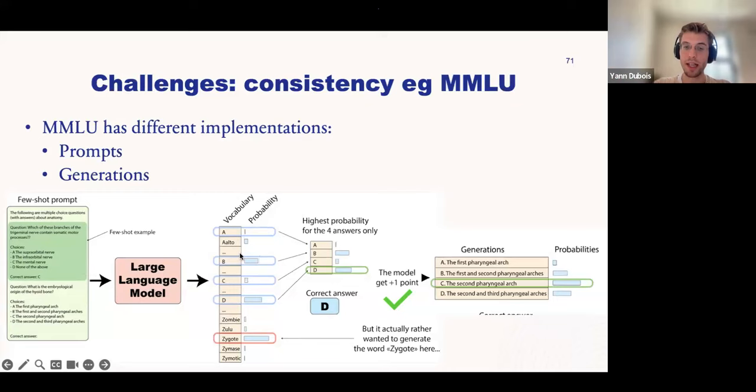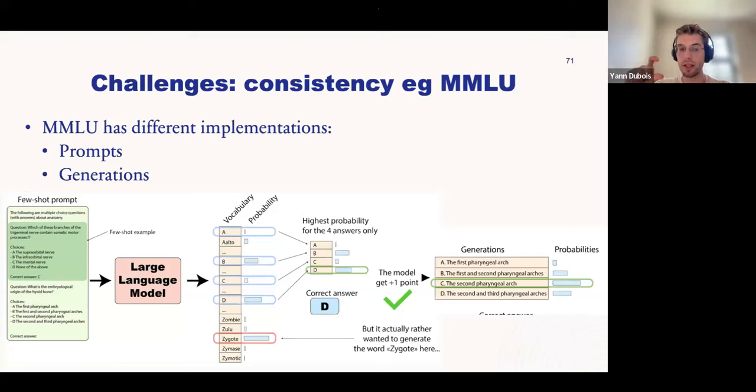Another thing you could do is just ask the LM, is it A, B, C, or D? Which one is the correct answer? Another thing you could do is also ask the LM to generate the entire answer. So just sample A, B, C, or D and see what it generates. But maybe what it ends up generating is something that has nothing to do with A, B, C, or D. Maybe it generates like E, or maybe it generates like zombie or something completely random.